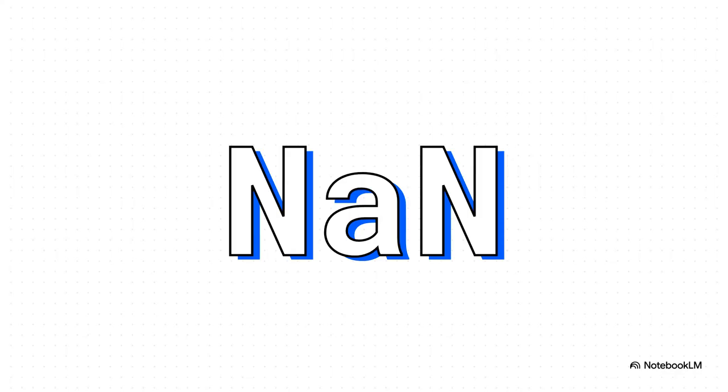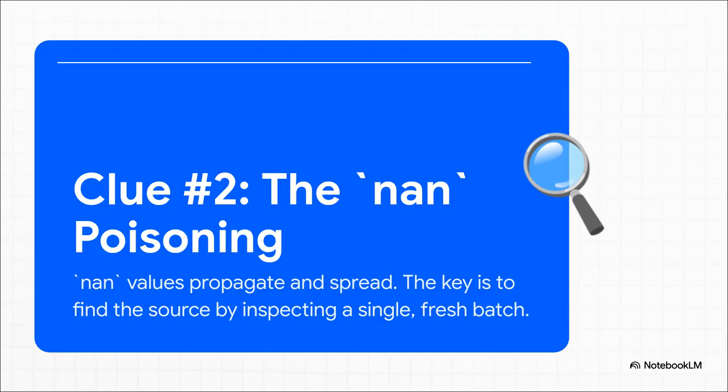NaN, not a number. This is probably the most infamous villain in all of machine learning. It's this silent killer that pops up when a calculation goes wrong, like dividing by 0, and it has the nasty habit of destroying everything it touches. You gotta think of NaNs like a poison. As soon as one appears, it spreads like wildfire. Anything you multiply by NaN becomes NaN. Pretty soon, all your model's weights are corrupted.